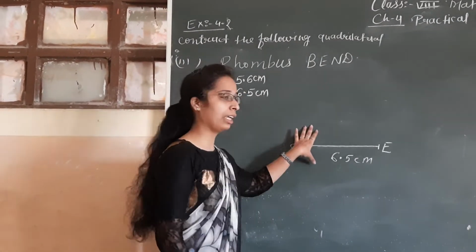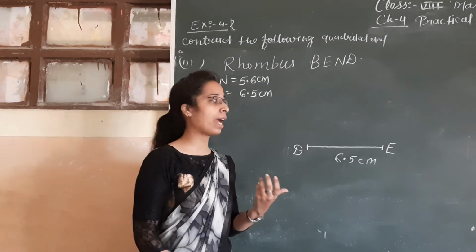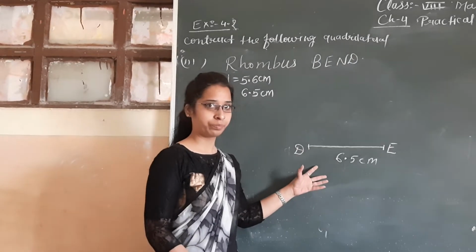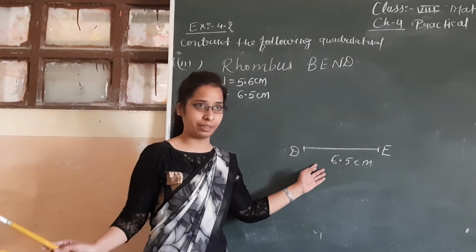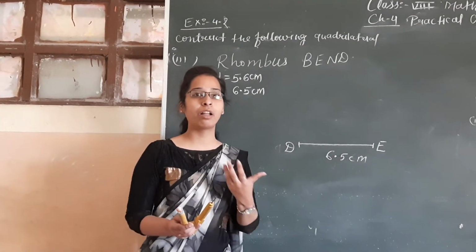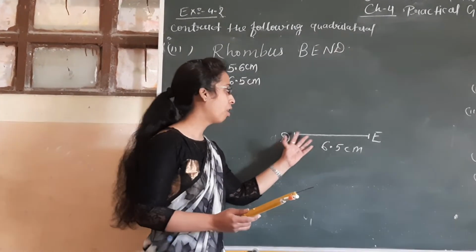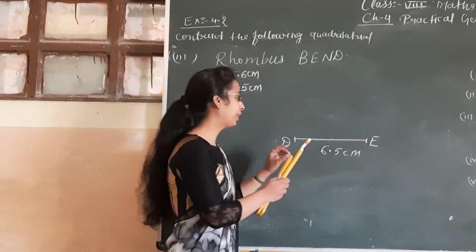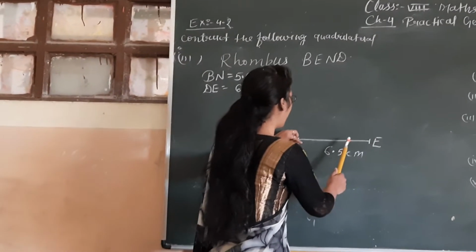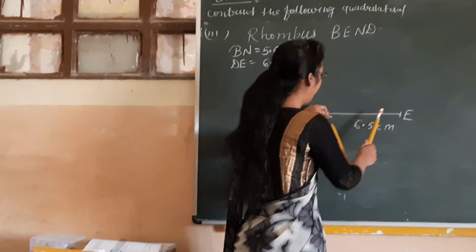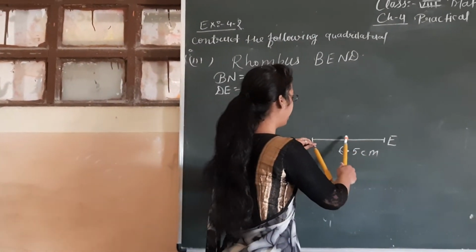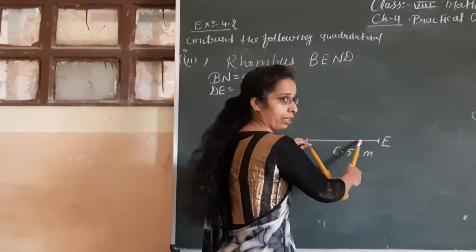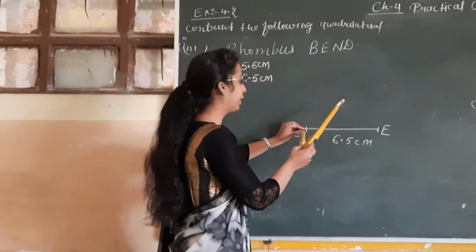Okay. So, firstly, we know that all the sides of a rhombus are equal. So, firstly, we have to draw a perpendicular on this line. Perpendicular means an angle of 90 degrees, on the DE segment. So we take a portion of more than half. We take more than half of 6.5 centimeters. This one is half and this one is more than half. After that I have to draw the perpendicular.